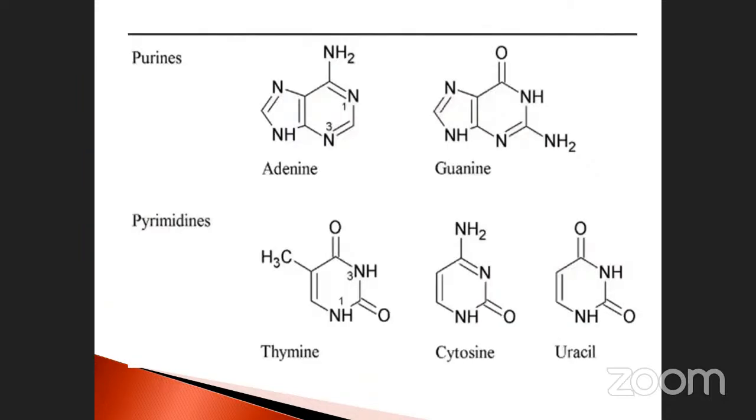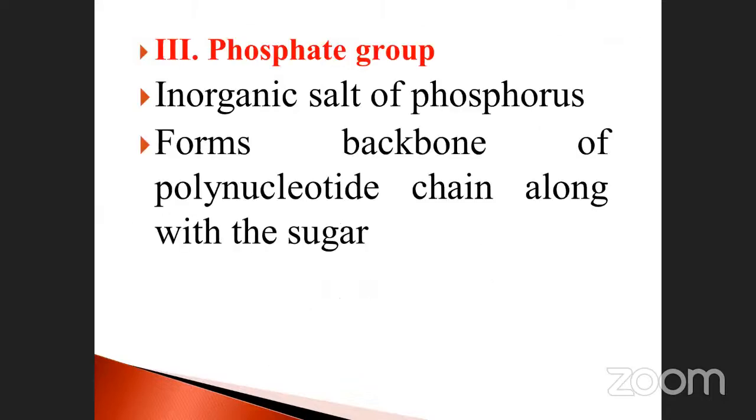See that one. Already we know purine. These are the two things with heterocyclic nature. This is also heterocyclic. But the pyrimidine is a 6-carbon atom aromatic ring. Okay, that was also already discussed.